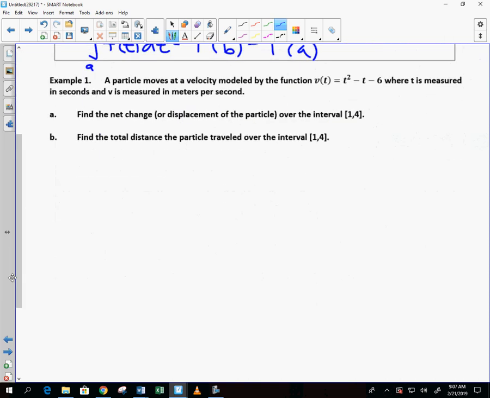Watch this example. A particle moves at a velocity modeled by this function: v of t is equal to t squared minus t minus 6. So instead of being given the position function, you're given the velocity function. It says t is measured in seconds and v is measured in meters per second. Find the net change, or the displacement of the particle, over the interval 1, 4. So all I have to do is the integral from 1 to 4 of t squared minus t minus 6 dt.